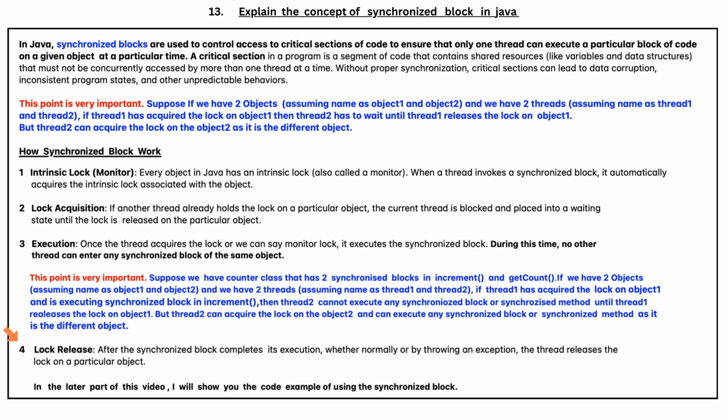Step 4 is lock release. After the synchronized block completes its execution, whether normally or by throwing an exception, the thread releases the lock on that object. In the later part of this video, I will show you the code example of using the synchronized block.